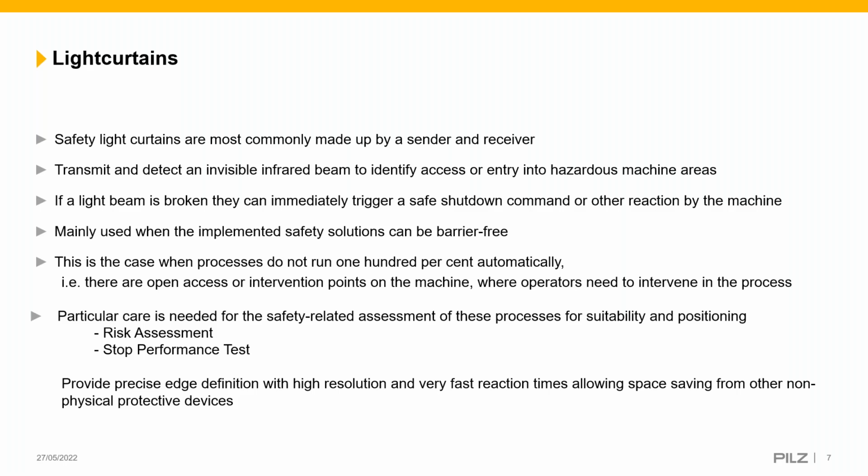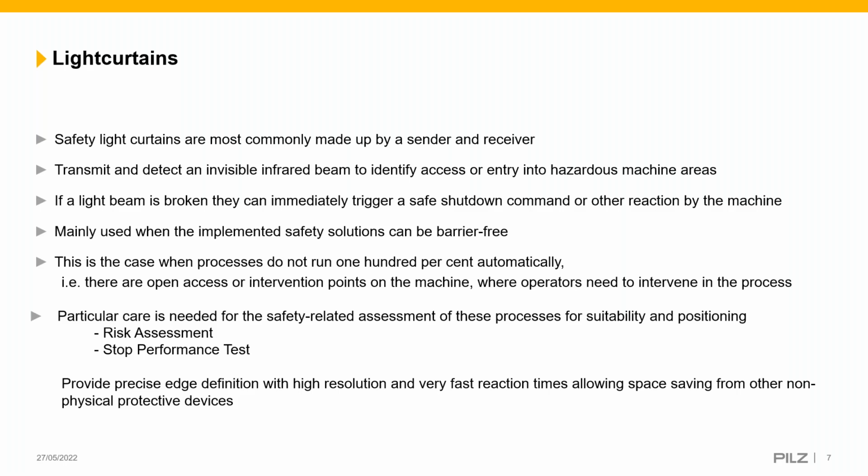If somebody goes into these hazardous areas, they will break the beam, which can immediately trigger a safe shutdown command, or as we said with presses before, another reaction by the machine. They'll be mainly used where you want to remove barriers, and as we said, to increase the ease of entering and exiting, which if it's frequent, more easily. And it's maybe when the process isn't going to be running 100% of the time. So like we're saying, if you need to intervene, you've got to load, unload, you may have to take pallets in or different things into the area, then this is where light curtains can really come into their own.